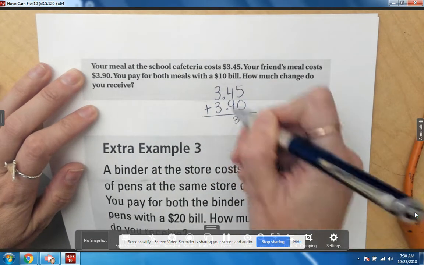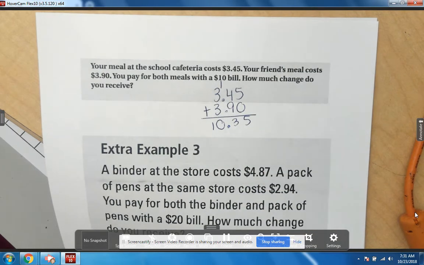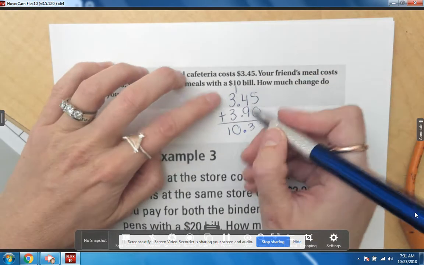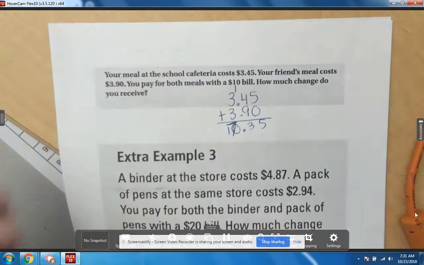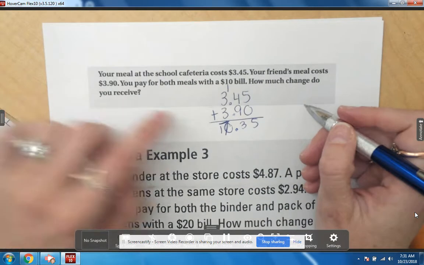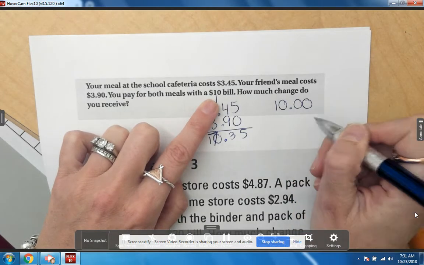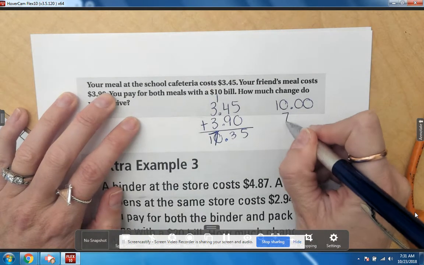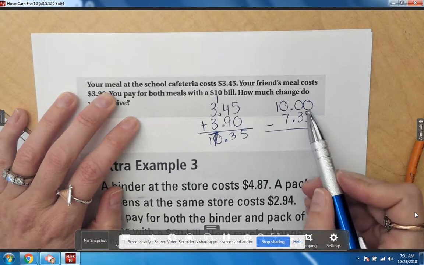Add 5, 13, 10. Decimal point comes straight down. Oh, I don't know why I multiplied. 7, sorry. 3 plus 3 is 6 plus 1 is 7. I'm adding, not multiplying. So I have $7.35. Now I have a $10 bill. You want to write it out like you would see it, $10 with a 10.00. Subtract $7.35. I have to subtract.